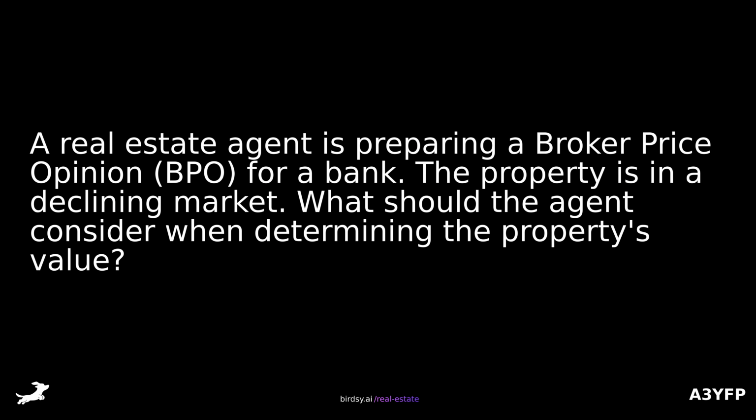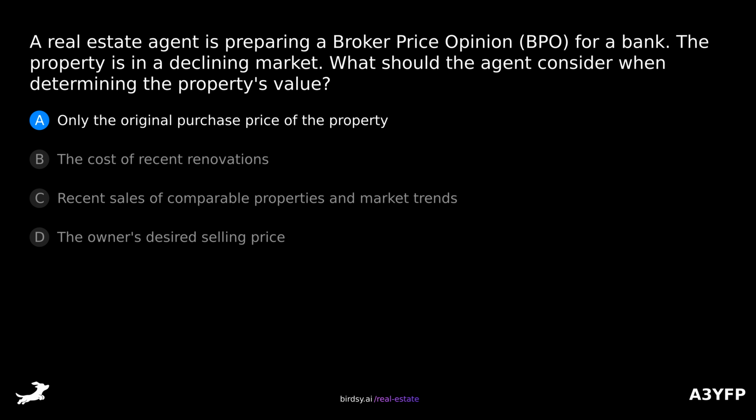A real estate agent is preparing a broker price opinion for a bank. The property is in a declining market. What should the agent consider when determining the property's value? Is it A, only the original purchase price of the property? B, the cost of recent renovations? C, recent sales of comparable properties and market trends? Or D, the owner's desired selling price? The answer is C, recent sales of comparable properties and market trends.